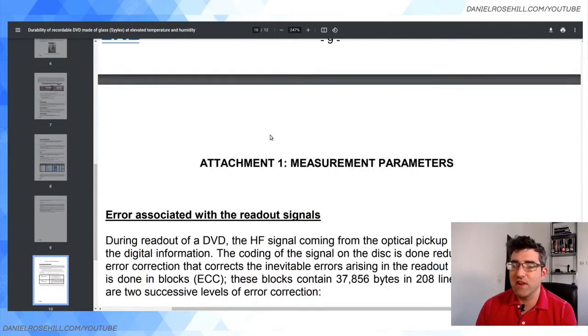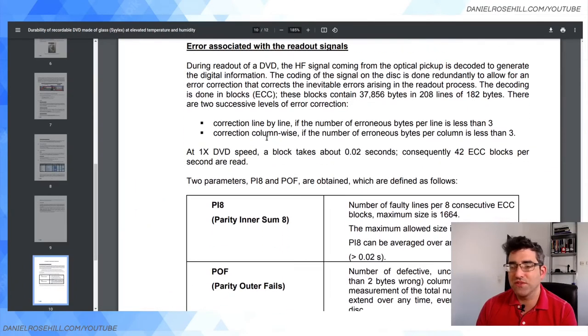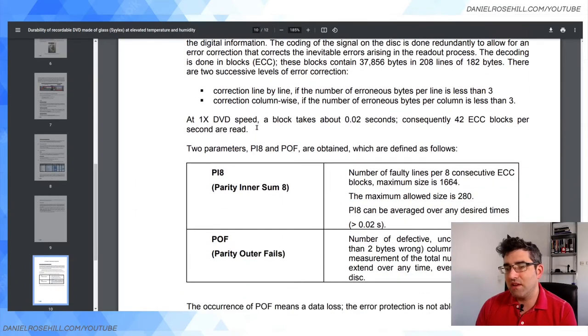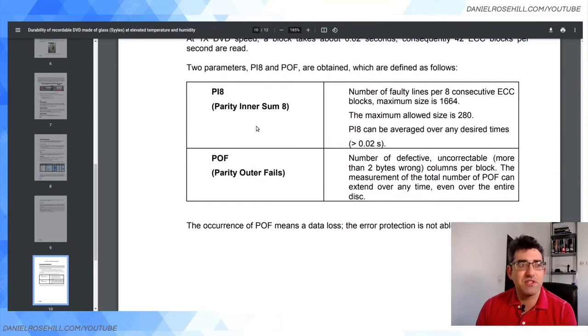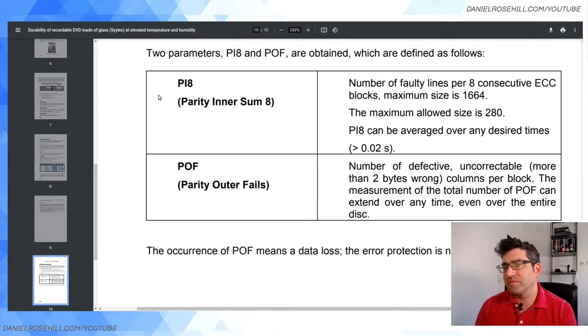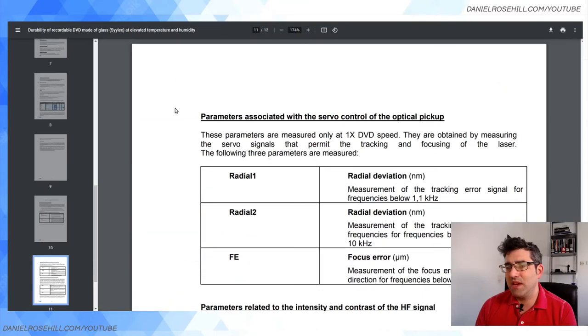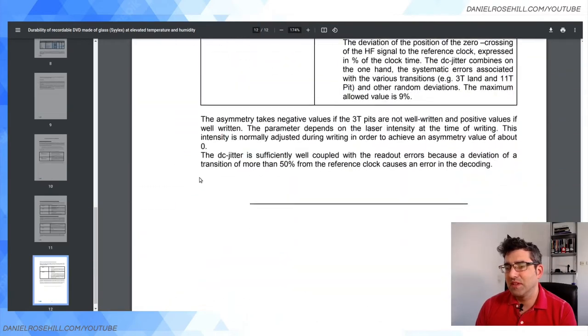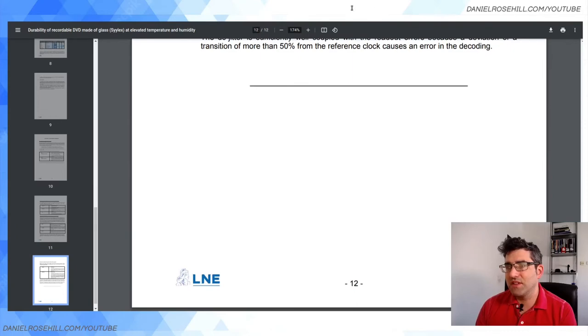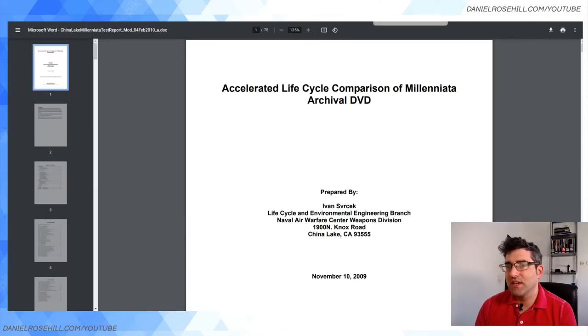But then again, is this relevant? 85 degrees, humidity. What if you're storing your stuff in proper conditions? So P18 is parity inner sum 8. Let's see anything else interesting. So I think that was kind of the conclusion of that.